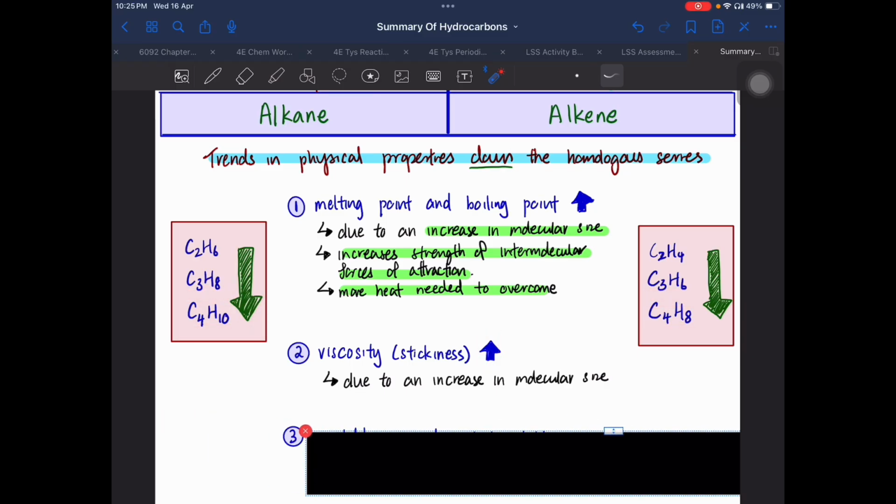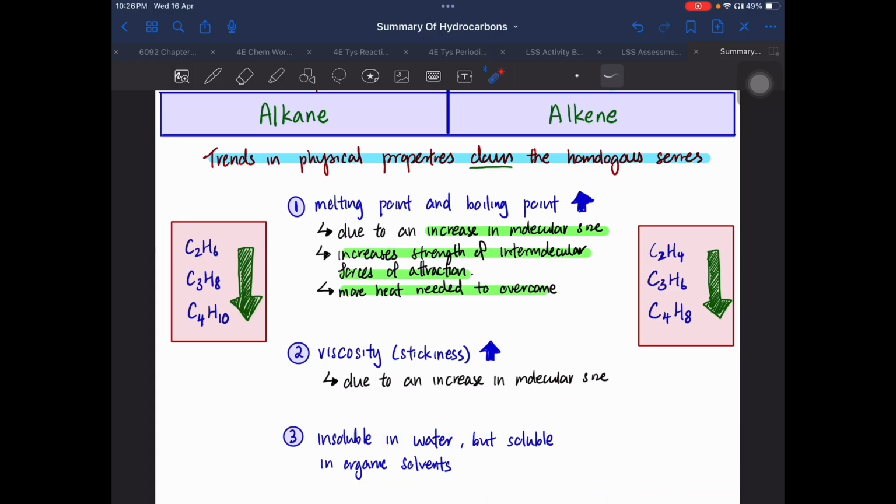Last, both alkane and alkene, they are always insoluble in water, but soluble in what we call organic solvents, right? So they can never dissolve in water, but they can dissolve in what we call organic solvents. So there you have it. This is the second key thing for this chapter. Straightforward as it is, you need to remember the trends in terms of the physical properties of your alkane and alkene.